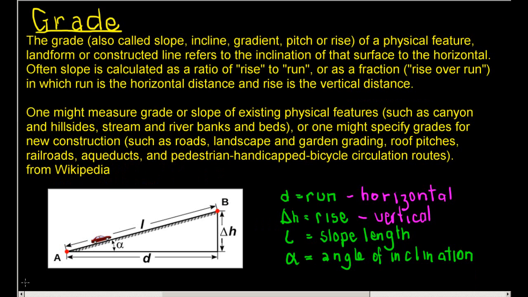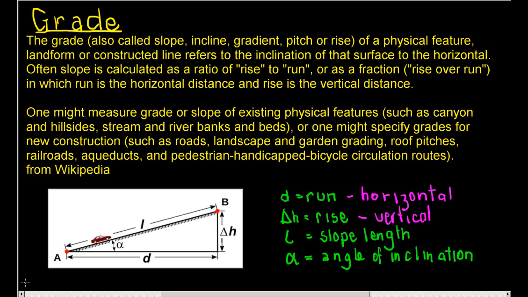The grade, also called a slope, incline, gradient, pitch or rise of a physical feature, landform or constructed line, refers to the inclination of that surface to the horizontal. That means that they can be both positive and negative, positive being an elevation, negative being a depression. Often slope is calculated as a ratio of rise to run, or as a fraction, rise over run, in which run is the horizontal distance and rise is the vertical distance.